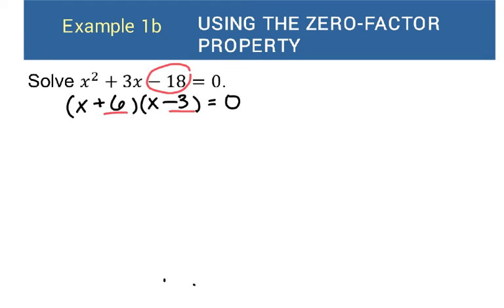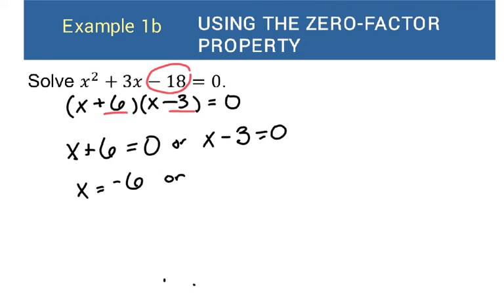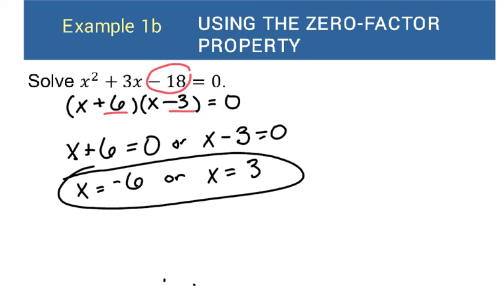Now to solve for our x values, using that zero factor property, we're going to take x plus 6, set it equal to 0, and x minus 3, set that equal to 0, and for both cases, solve for x. So here we get x is equal to -6, and on this other one we get x is equal to 3. That is our solution.